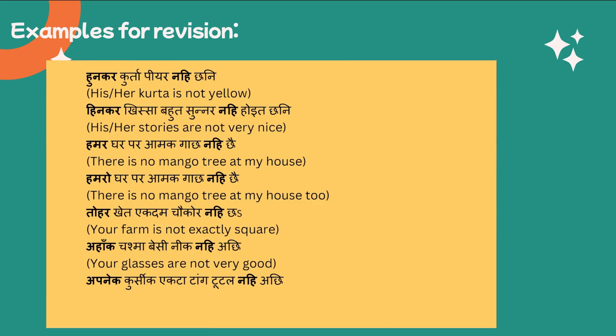अपने के कुर्सी के एकटा टांग टूटल नहीं अछि. Now you see here, अपनेक कुर्सीक. अपनेक is the possessive marker which is attached to the word kursi, which means chair, and then kursi again has a possessive marker ka. So अपनेक कुर्सीक एकटा टांग टूटल नहीं अछि, which means one of the legs of your chair is not broken.